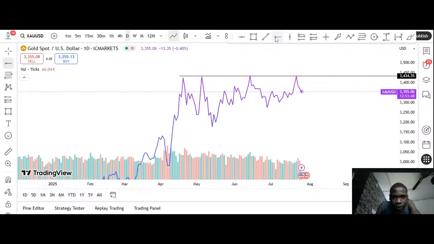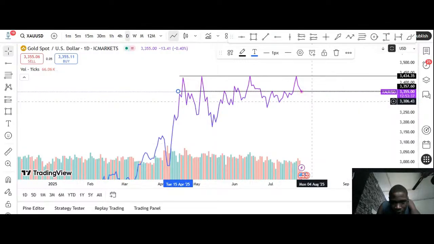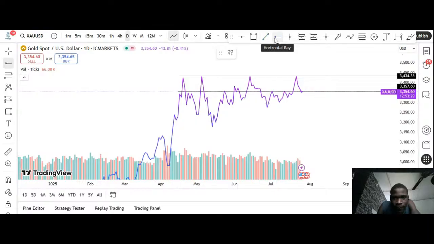Again, you look for a level that is always respected. As you can see here, touch, touch, touch, and here again. So you look for other levels. For example, here is also valid. Here is also valid.